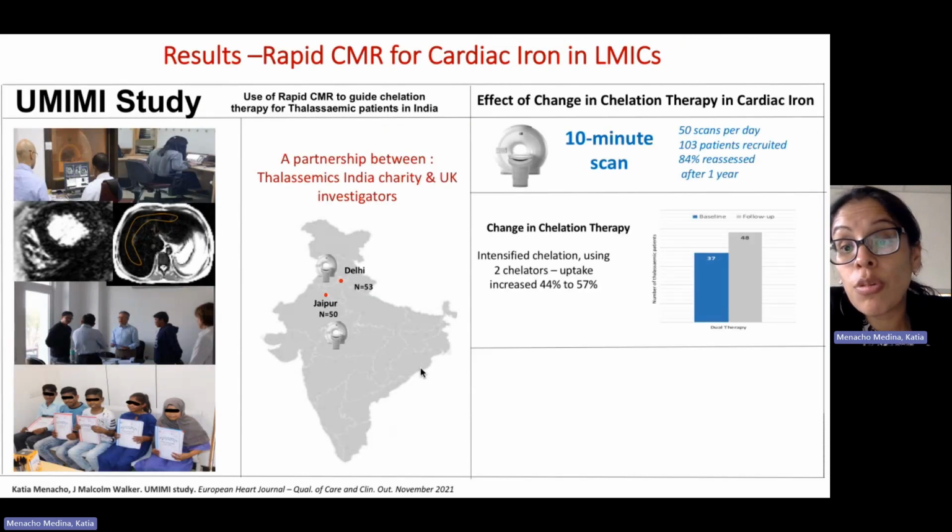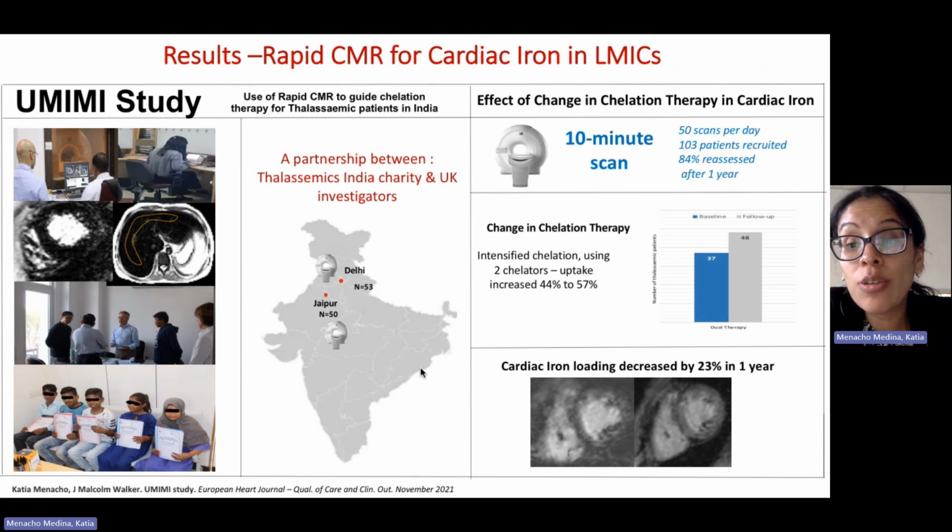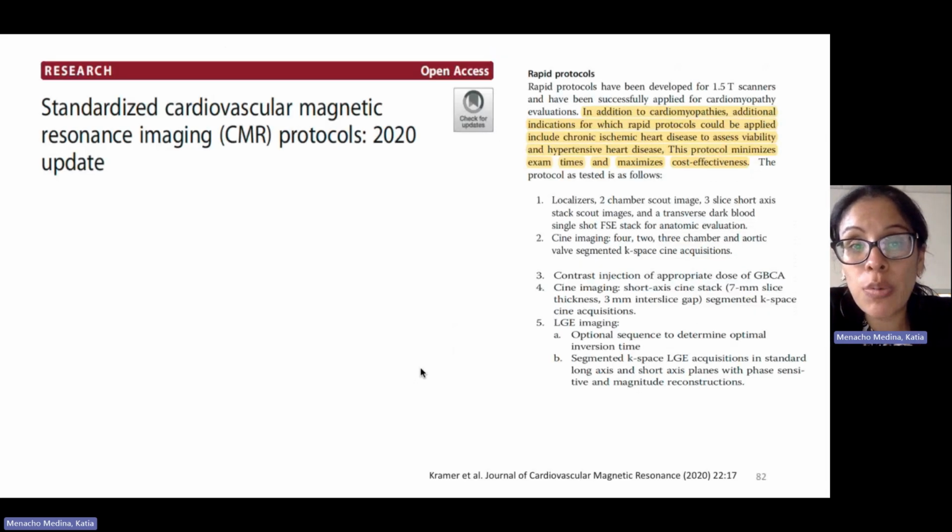And this is an example of a second study that we did specifically in iron in India in 2 participant centers, not only doing the patient scanning faster, with a 10-minute scan after the correct training and 1 year follow-up, but we also guided consultants, hematologists, and cardiologists to modify their treatment of patients with iron, and that helped to achieve a reduction of cardiac iron loading by 23% in 1 year. So we are also giving an impact in change of management in this population.